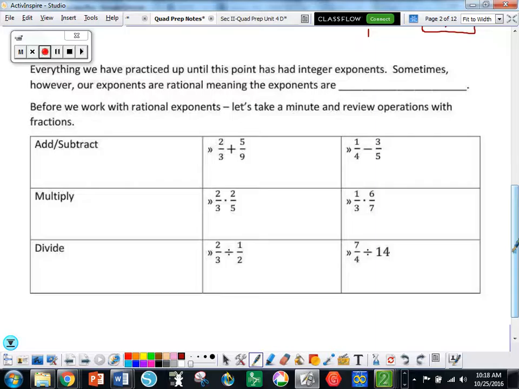Okay, if I want to add and subtract fractions, they have to have a what? A common denominator.